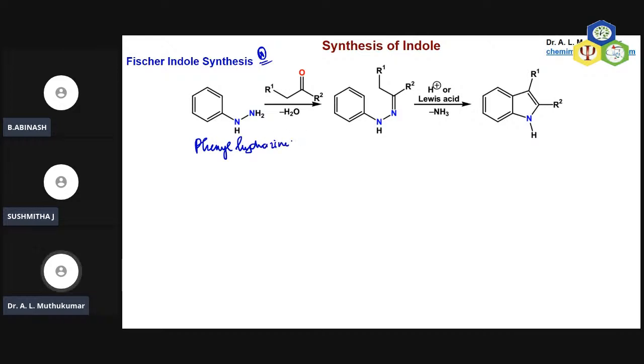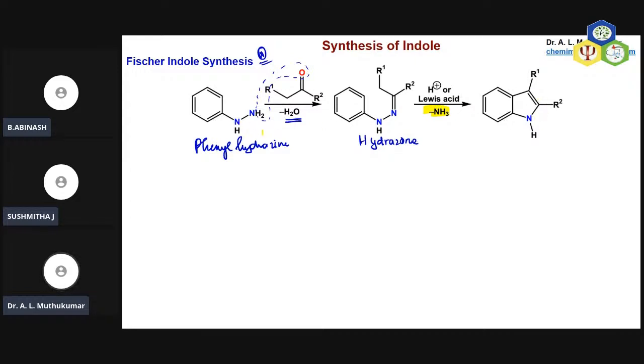Okay, so this phenylhydrazine will be reacting with the corresponding ketone. We know that there is the presence of an amine, and you have a C double bond O, so the removal of a water molecule will take place. You can check here, and it will lead to the formation of a species known as hydrazone. This hydrazone, when treated with a Lewis acid or Bronsted acid, with the elimination of ammonia, will lead to the formation of a substituted indole.